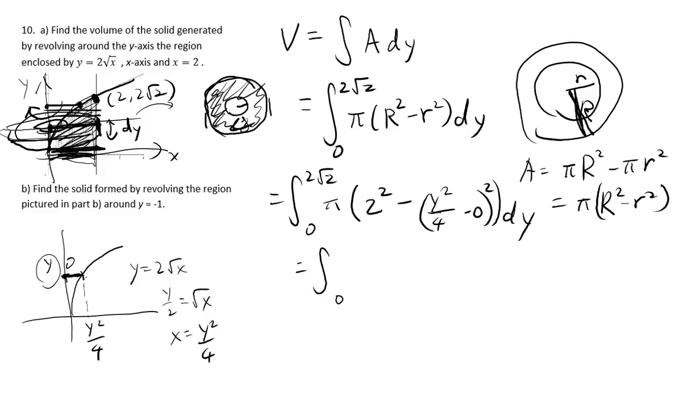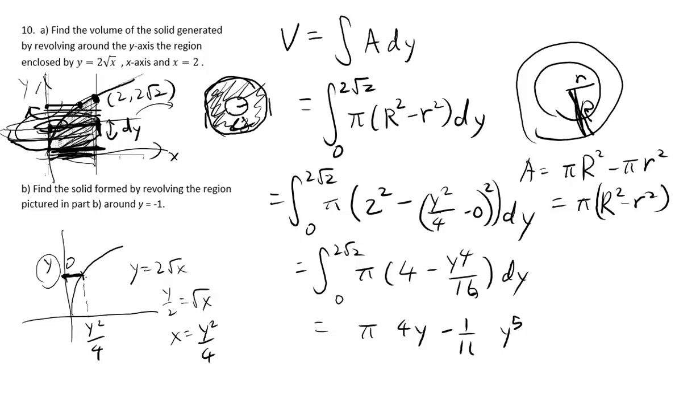So you get the integral from 0 to 2 radical 2 of pi times 4 minus y to the 4th over 16 dy. And then when you integrate, you get 4y, and then you add 1 to the exponent, which is 5, and put the reciprocal, and therefore you get 1 over 16 times 1 over 5. And you have to plug in 2 radical 2 and 0. Now when you plug in 2 radical 2, that would be 2 times 4, that's 8 radical 2. And when you plug in here, 2 to the 5th power is 32.